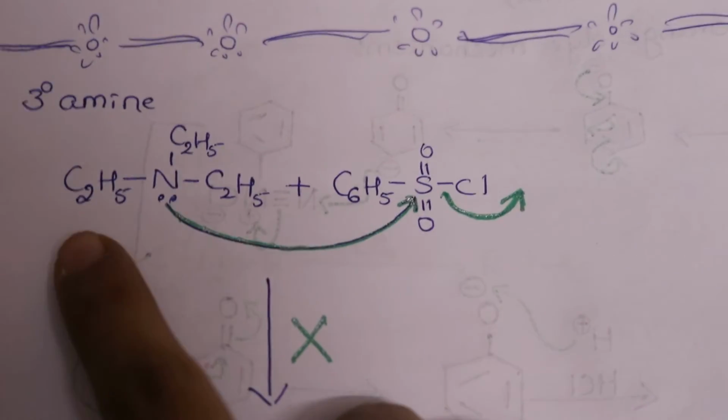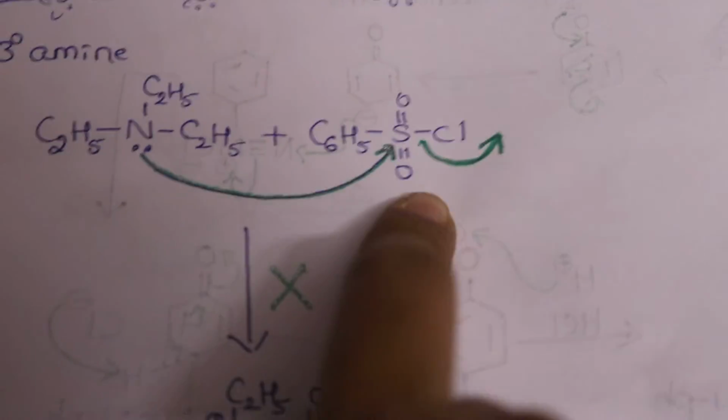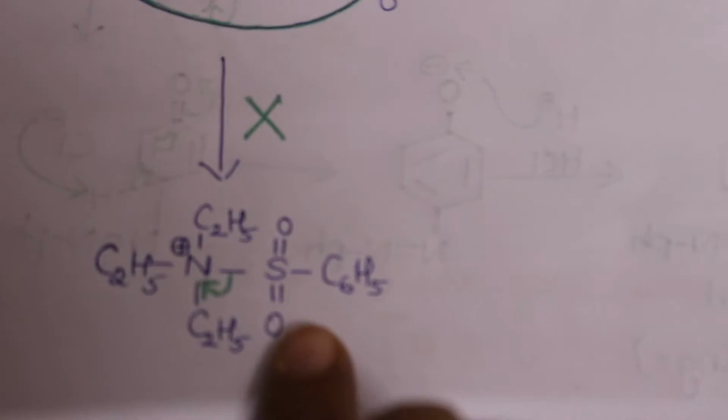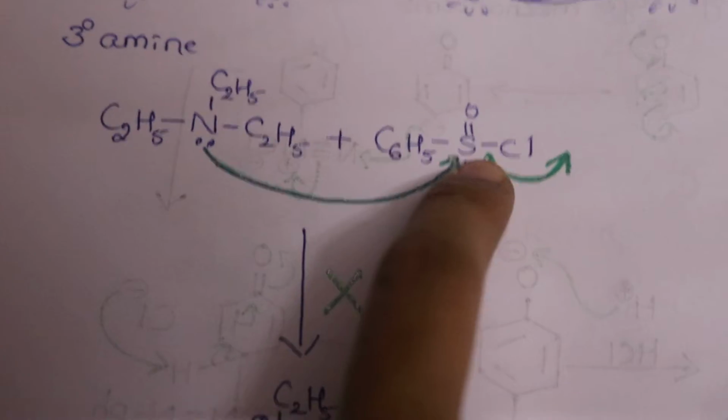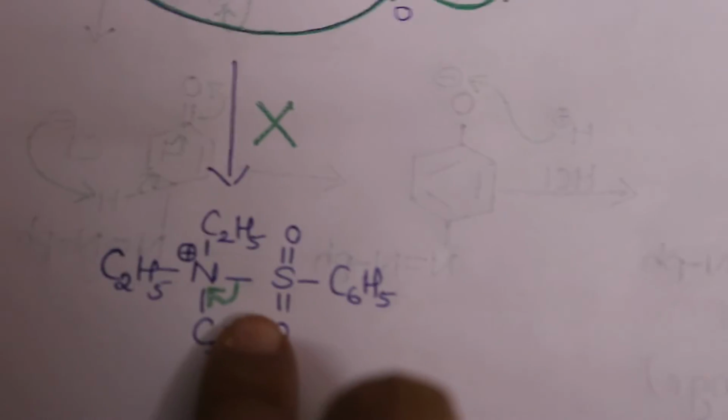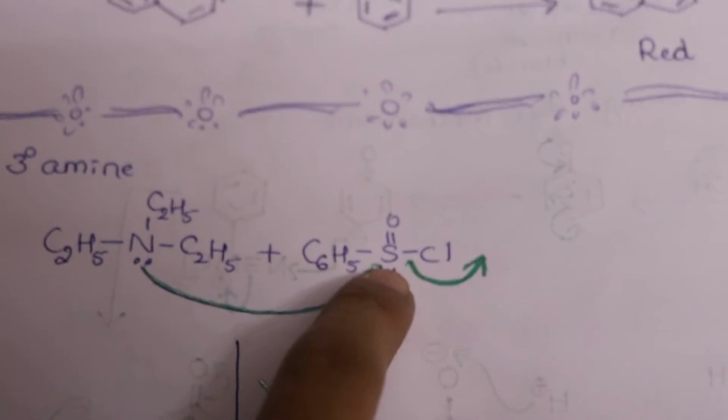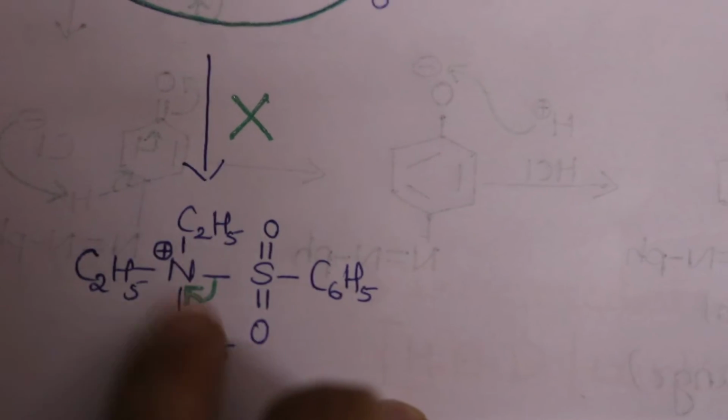Then about the tertiary amine. Here tertiary amine, triethylamine, when it is treated with the benzene sulphonyl chloride, we will not get the same here, where nitrogen will react with the sulfur, donates lone pair of electron to the sulfur, but the reaction is not possible. Here we can write the product, but the reaction is not possible for the tertiary amine. This is about the Hinsberg test.